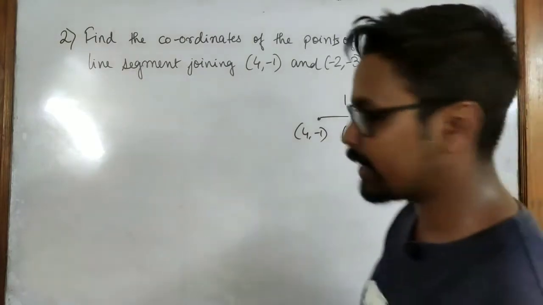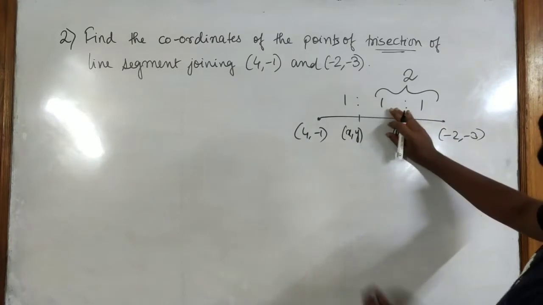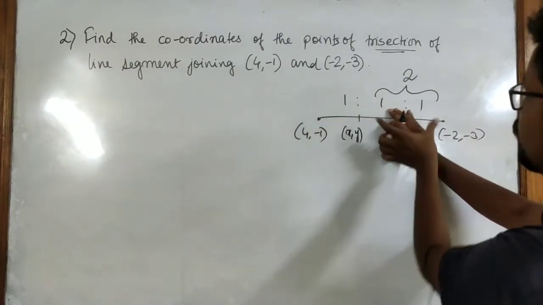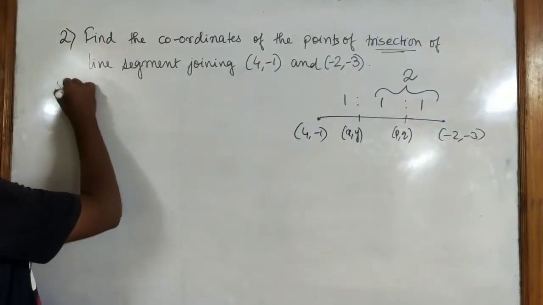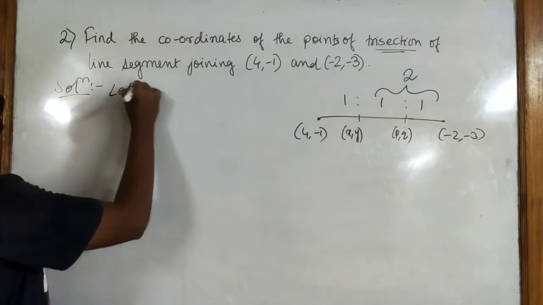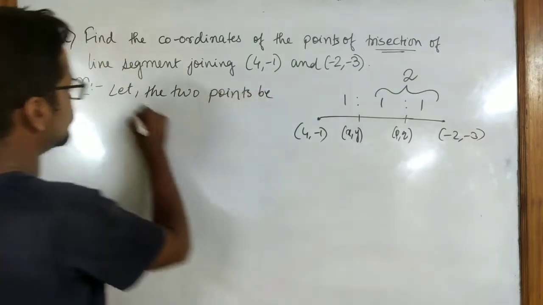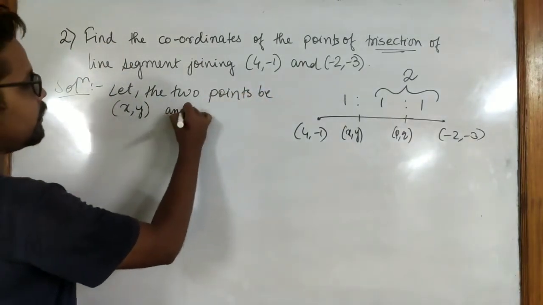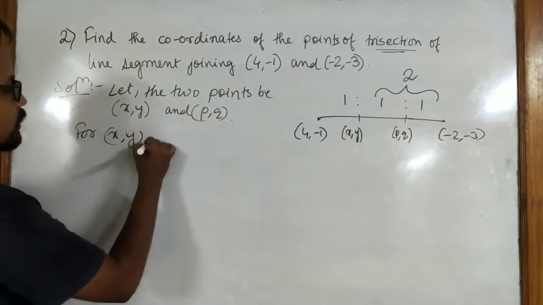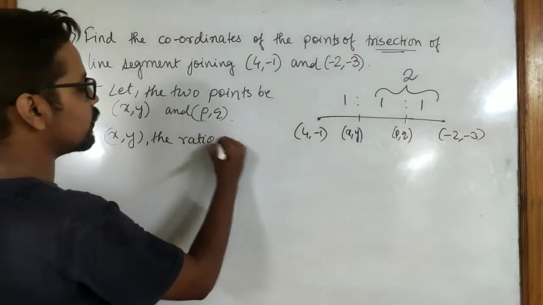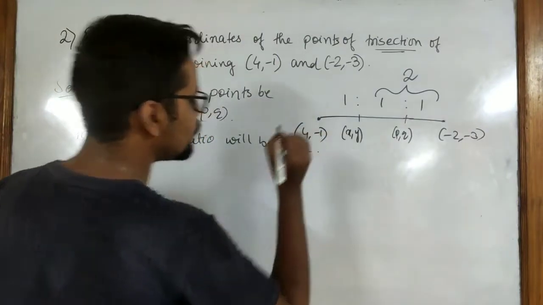Okay, so let's first do x comma y, then we will come to p comma q. When you find x comma y, forget about p comma q, consider this line ratio is 1 part to 2 parts, that is 1 is to 2. So our solution will be: let the 2 points be x comma y and p comma q. For x comma y, what will be the ratio? As I said, 1 is to 2.